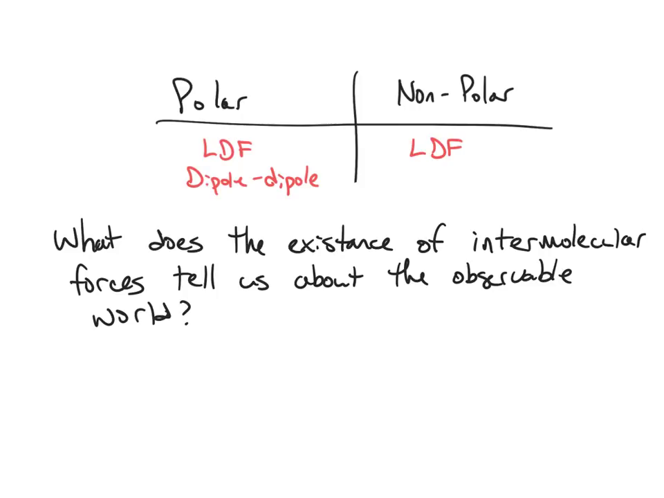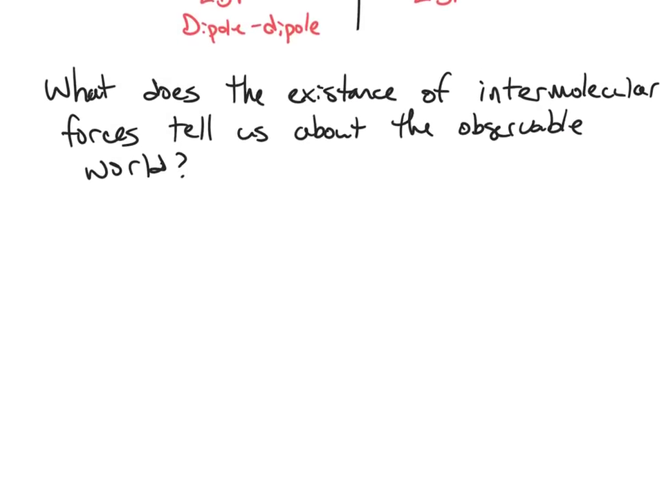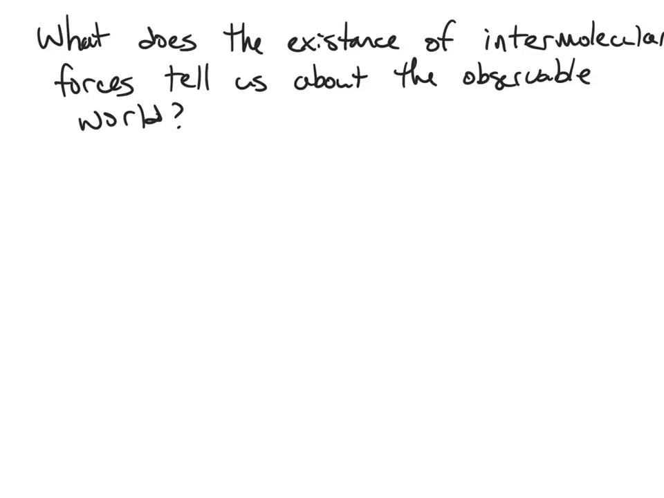So the next thing I want to talk about is what the existence of intermolecular forces tells us about the observable world. Because these things exist, there are certain things that we can look for to show that they exist. The primary thing I'm going to talk about is melting points and boiling points, or in other words, temperatures at which substances turn from solid to liquid or liquid to gas.